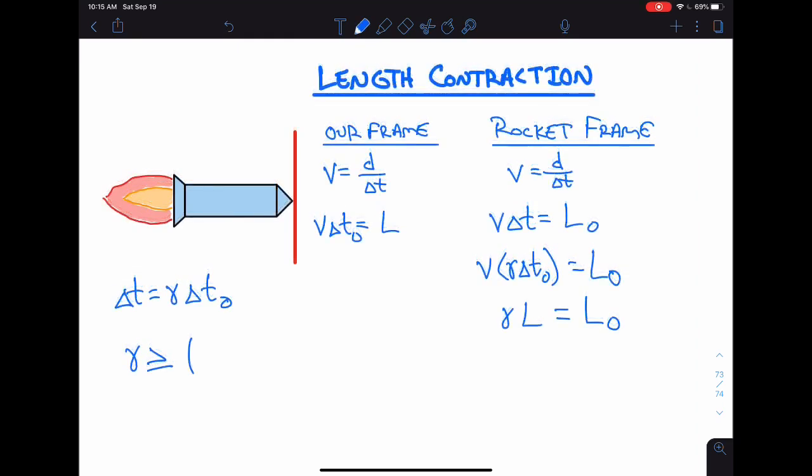So just one last thing to add. As we've already stated, gamma is greater than or equal to 1, and that means L, as a result, is always less than or equal to the rest length.